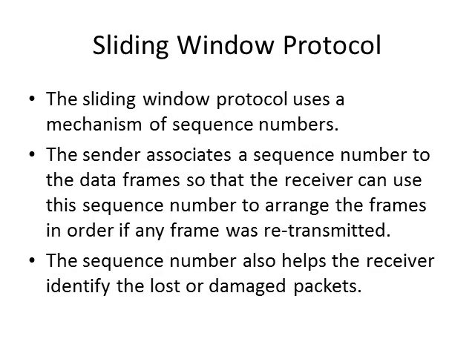The sliding window protocol uses the mechanism of sequence numbers. The sender associates a sequence number to the data frames so that the receiver can use the sequence number to arrange the frames in order if any frame was retransmitted. That sequence number also helps the receiver to identify lost or damaged packets.